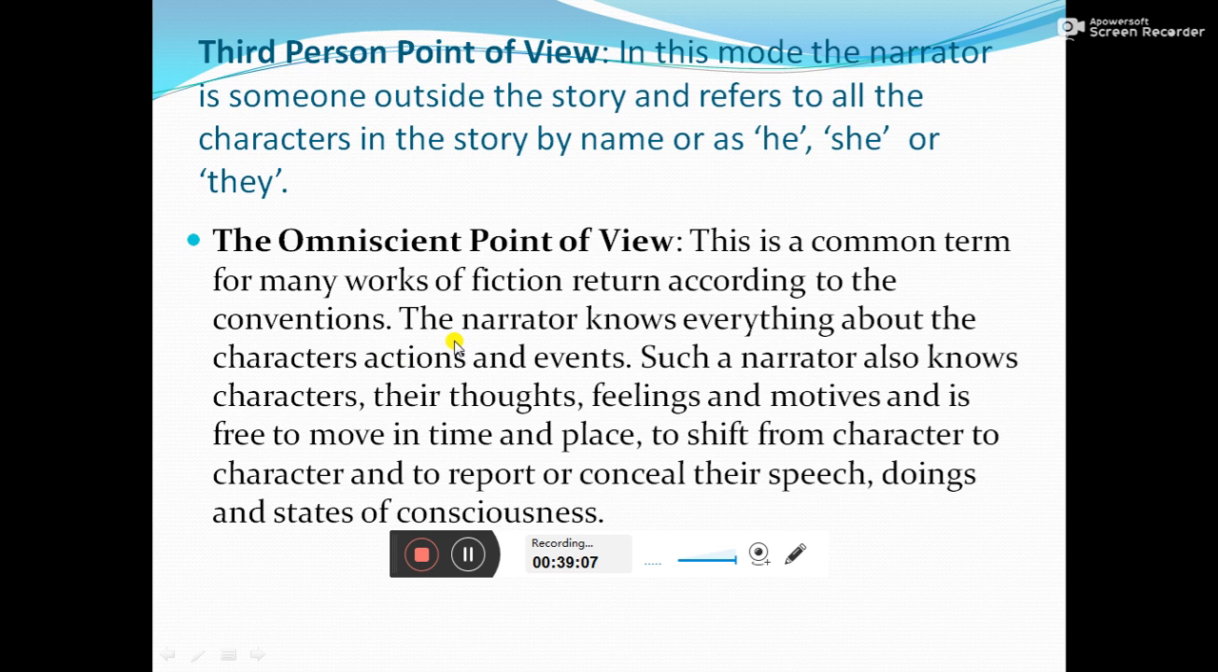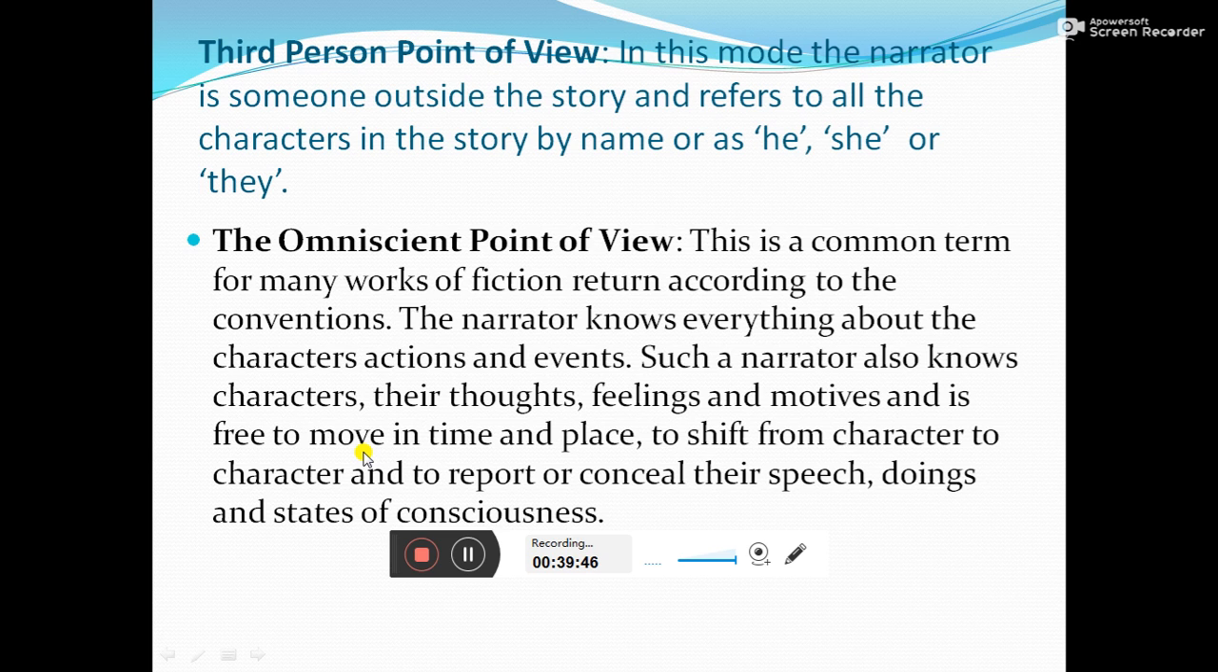The narrator knows everything about the characters, actions and events. Such a narrator also knows the characters, their thoughts, feelings and motives. So as we believe that God knows everything, here the third person omniscient narrator knows the characters, their thoughts, their feelings, motives, and is free to move in time and place in the novel.